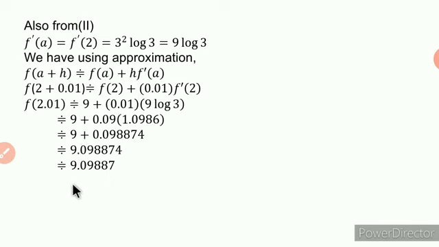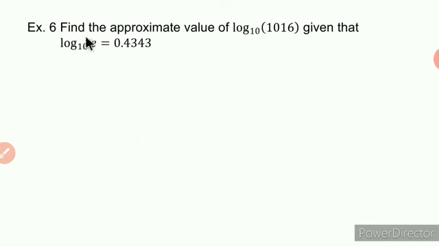Okay. And hence here 3 raised to 2.01 is approximately equal to 9.09887. Now see example number 6. Find the approximate value of log 1016 to the base 10, given that log e to the base 10 is equal to 0.4343.